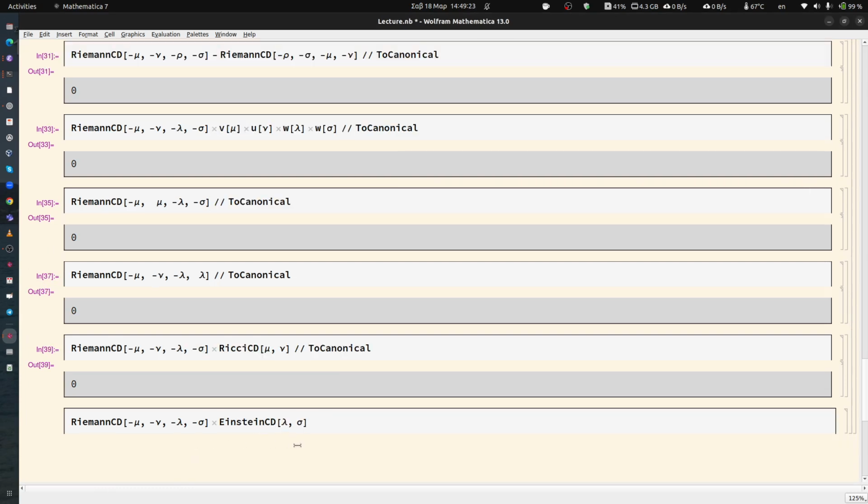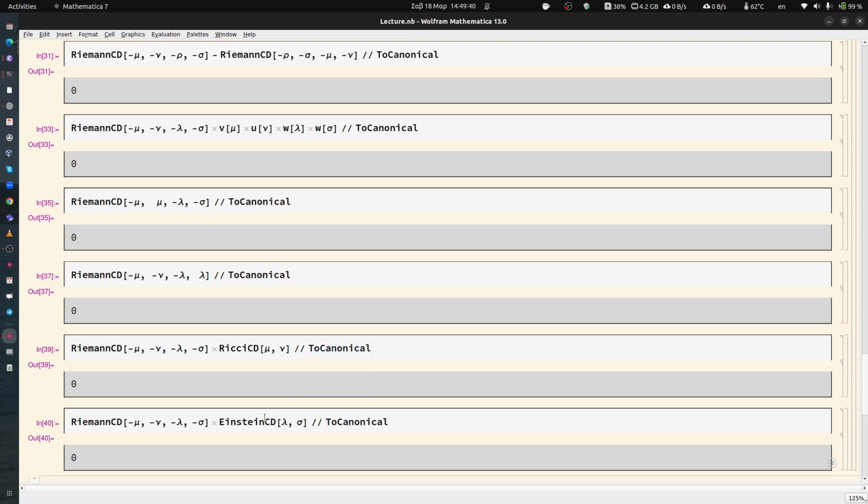Another expression that should be 0, we contract now with the Einstein tensor. The Einstein tensor is also symmetric in its two indices, and now we contract with the last two indices of the Riemann tensor. We apply ToCanonical, and that will also give us 0.